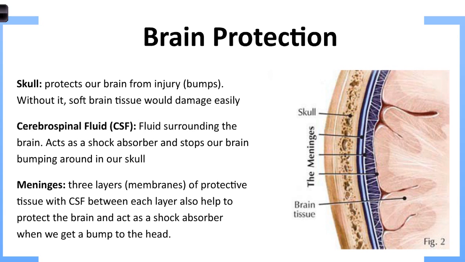So yeah, those are the 3 layers protecting the brain, and next we're going to look at the autonomic and somatic nervous system.